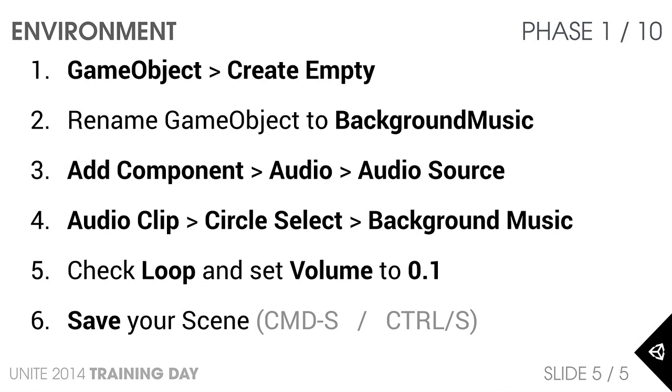Okay, so we've created a game object. It's just empty. We've renamed it background music, assigned an audio source component to give it that functionality, and we've added the background music clip to allow it to play it back.